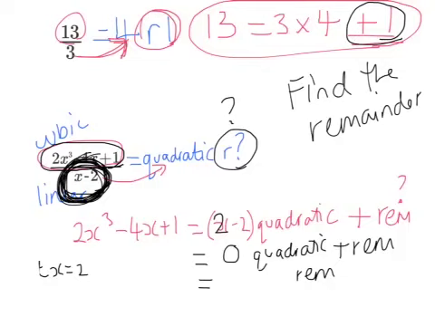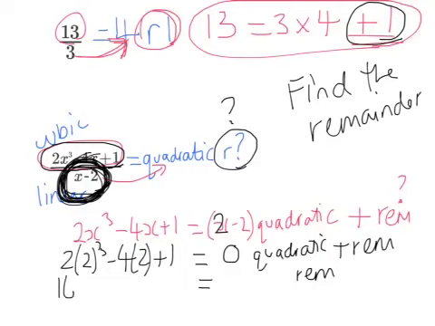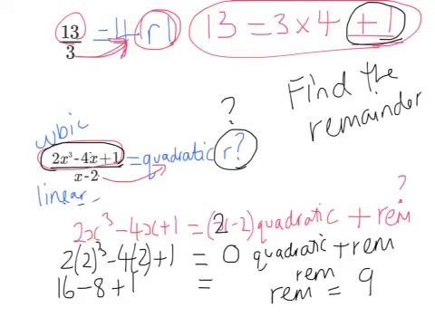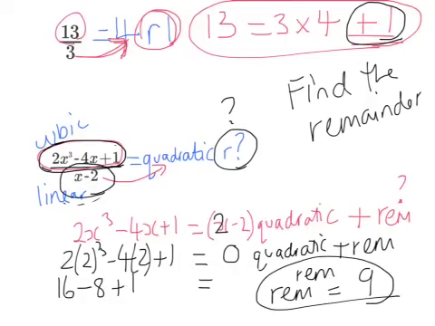Let me rub him out to get him out of the way. So when x is 2, we're going to end up with 2 lots of 2 cubed minus 4 lots of 2 plus 1. 2 cubed is 8. 8 times 2 is 16. Minus 4 times 2 is minus 8. Plus 1. 16 take away 8 is 8. 8 plus 1. So I reckon the remainder is 9. So when I do 2x cubed minus 4x plus 1, and I divide it by x minus 2, my remainder is coming out as 9. Clever.